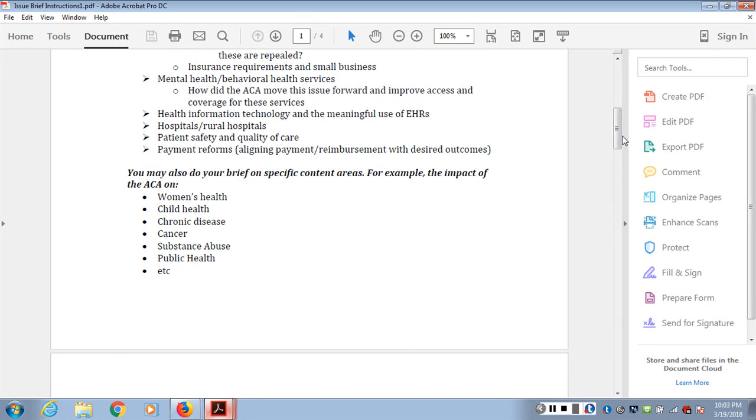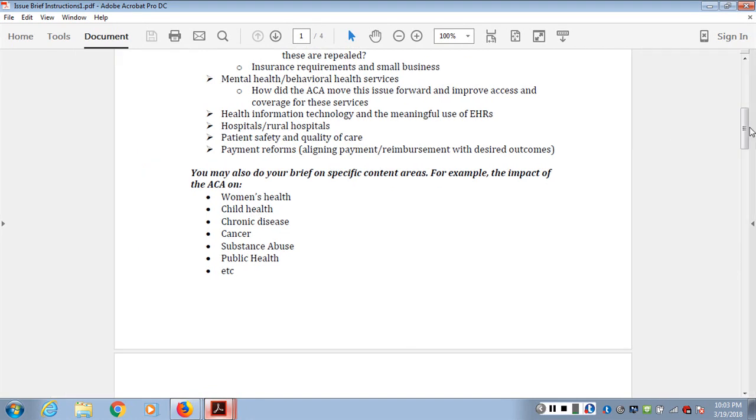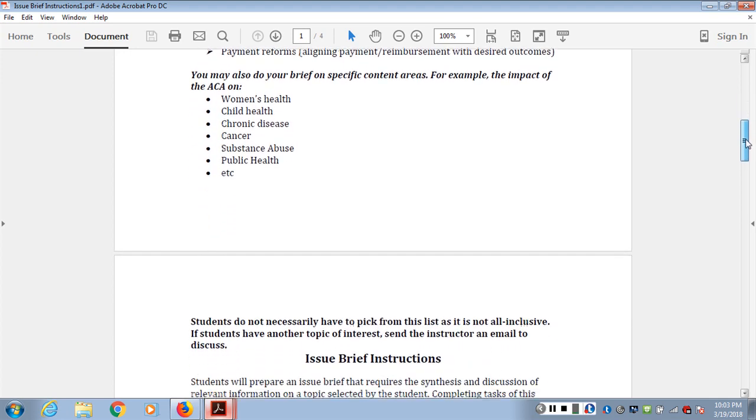You can take mental health. Health information technology is another one. We can look at the effects it's had on rural hospitals; we've seen a lot of rural hospitals close. What about the effects on the workforce in general? Again, quality of care and different types of payment reform. You can also write on chronic disease, like congestive heart failure or COPD. What effects did the ACA have on the topic you're choosing to write on?